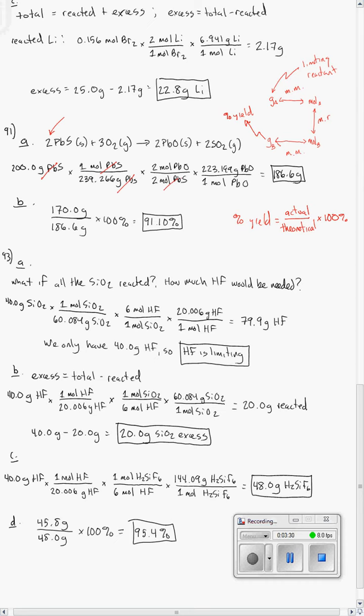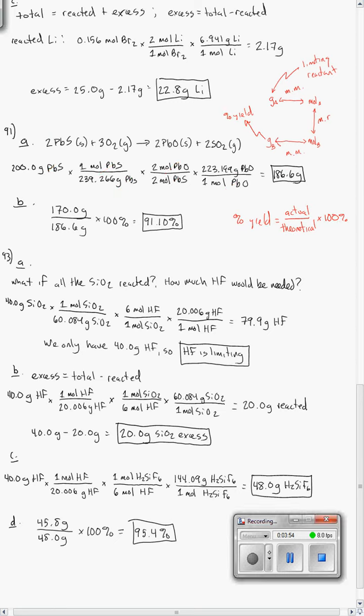We want grams, so one more step. We want to go from moles to grams. In order to do that, you use the molar mass of lead oxide, and the units we're left with here, if we set it up correctly, are grams. So our theoretical yield, what we're supposed to get if we have 200 grams of lead sulfide, is 186.6 grams of lead oxide.